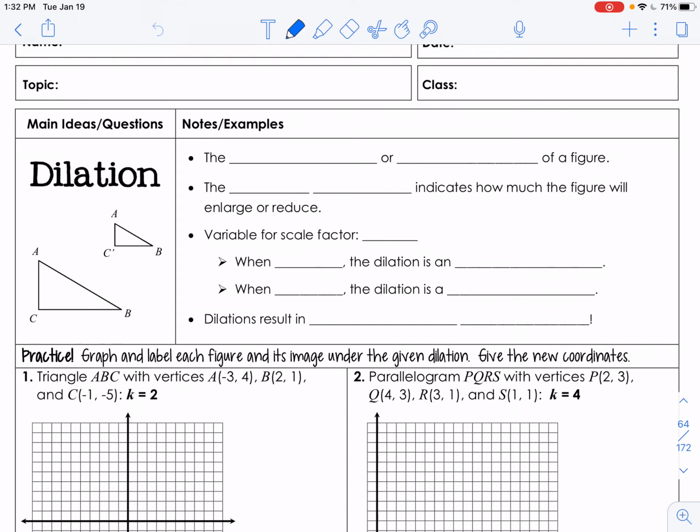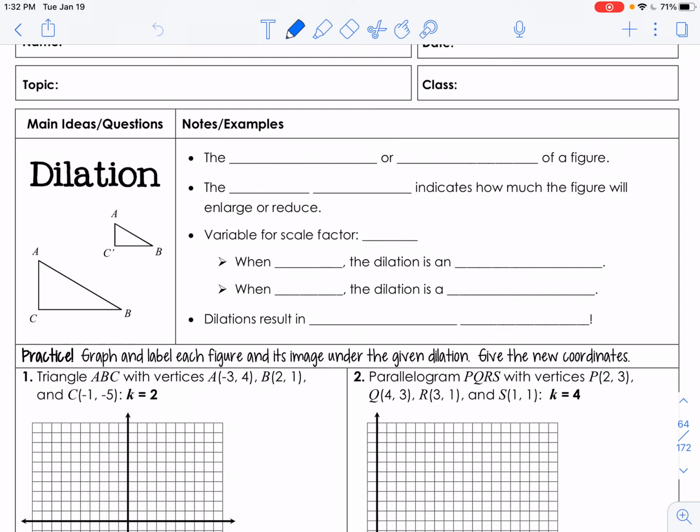So if you're able to print these notes off, please do so. If you're not able to print them off, then just have some graph paper or the best you can nearby so that you can do these examples and keep them in your notes, okay?